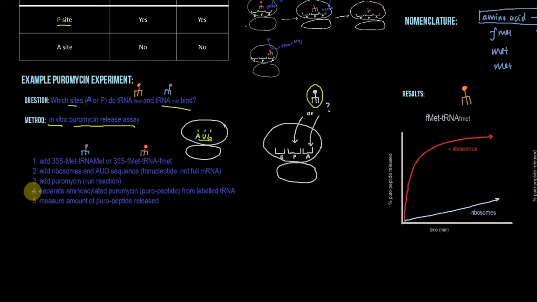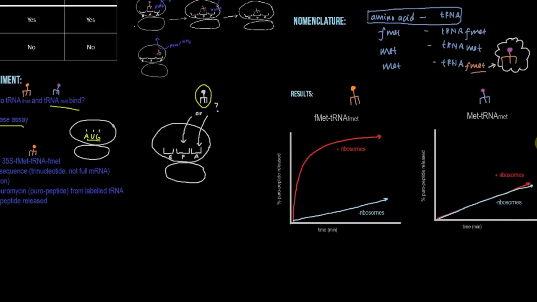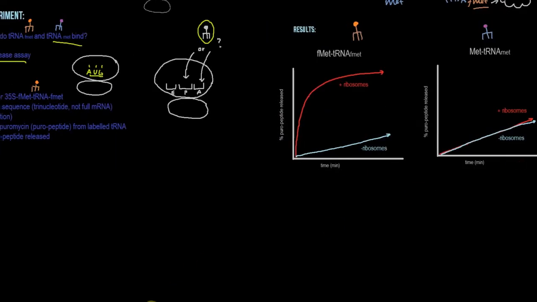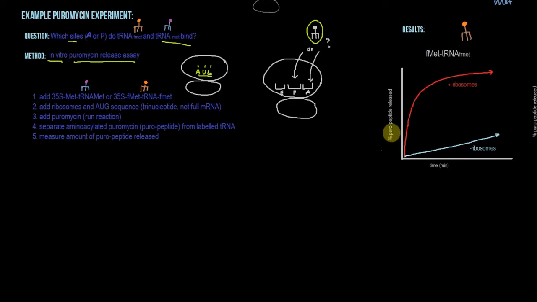After that, we're going to separate our aminoacylated puromycin, or our puropeptide. Remember, it's this guy that's getting released that we measure. Let me scoot up here. Our puropeptides, they're going to measure this release, and that's going to be shown in these graphs.